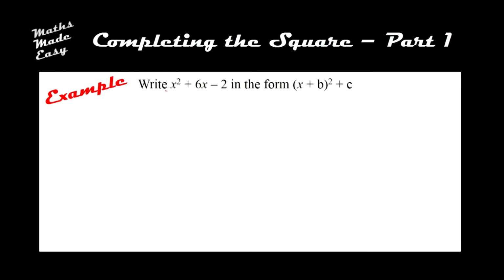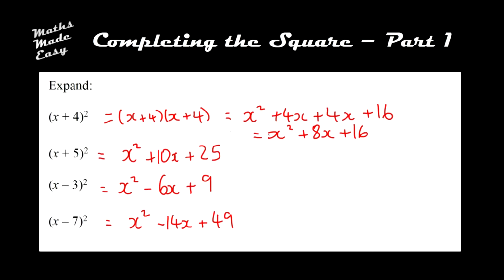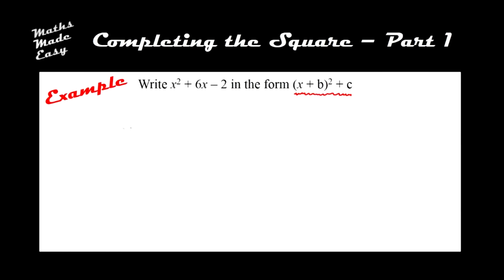So, here is a quadratic expression, x squared plus 6x minus 2, and we need to write it in this form, x plus b all squared plus c. This form here is the completed square form. Now, the way we do this is we ignore this negative 2 for a second and think, right, how could we get an x squared and a 6x? Well, if we think back to our previous examples, if I had a 4, I got an 8x. If I had a 5, I got a 10x. So if I want to get a 6x, then in my bracket, I need a 3. So this equals x plus 3 all squared.